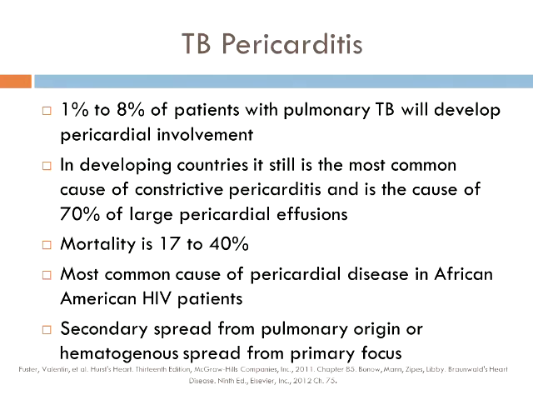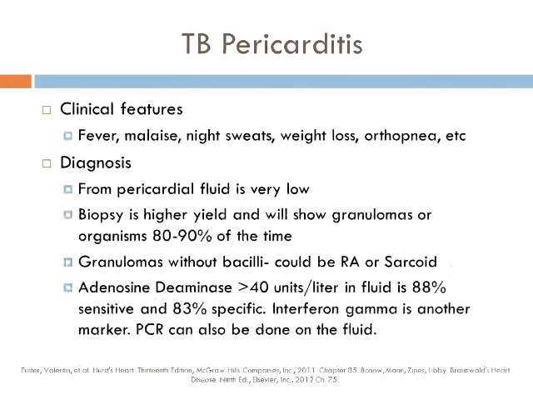They present similar to TB pulmonary disease, as we know. Diagnosis from pericardial fluid is very low. The main thing you'll see in pericardial fluid is actually lymphocytes. Biopsy is of higher yield. You'll see granulomas. Other diseases you'll see with granulomas in the pericardium are RA or sarcoid. You can get adenosine deaminase from the fluid. You can also get interferon gamma, or PCR can also be done.